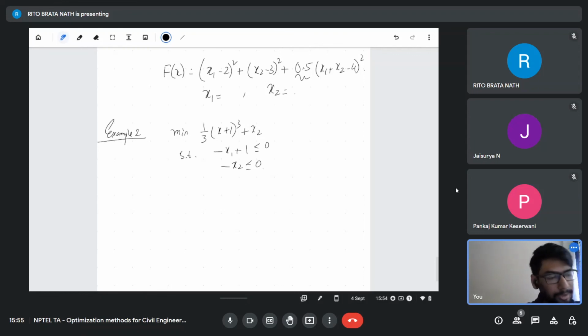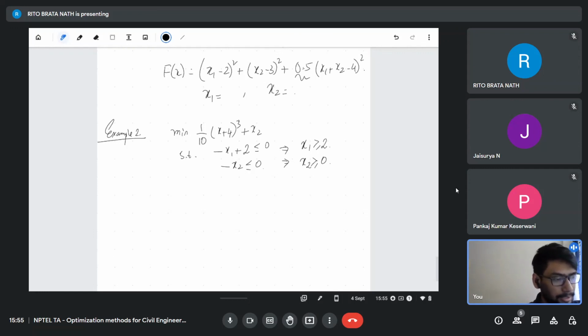Let me do one thing. 1/3 can be anything, so let me put this as 1/10, and x plus 4. I'm just changing the values a bit. And also you can put this as 2. So here what you can get is that x1 is greater than or equal to 2. And from here you can get that x2 is greater than or equal to 0.